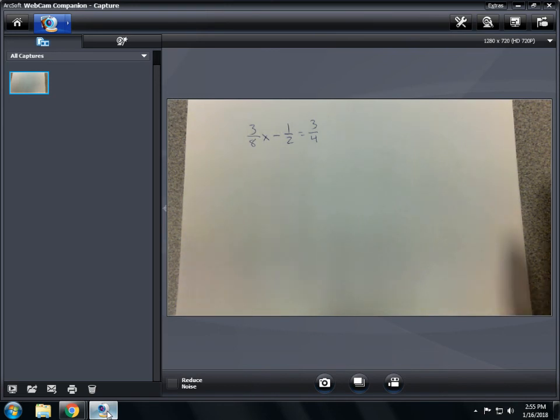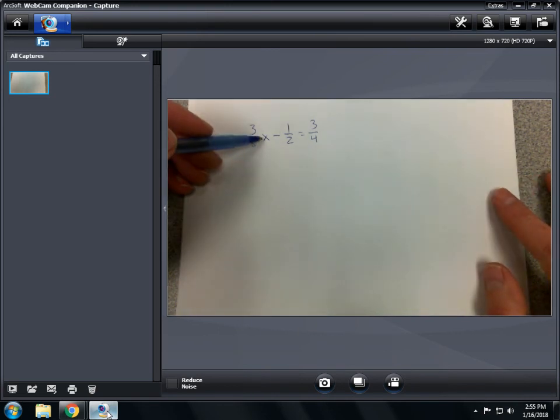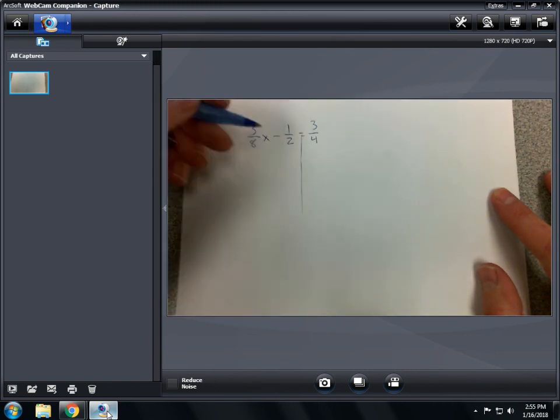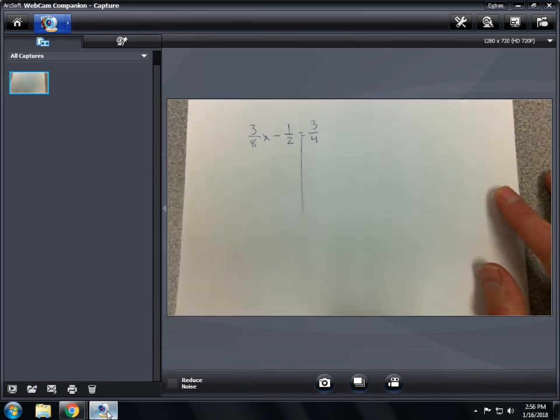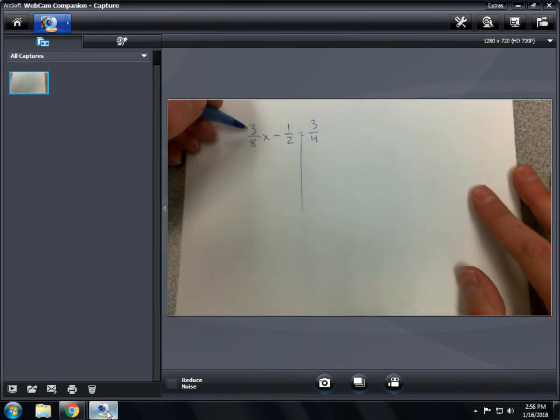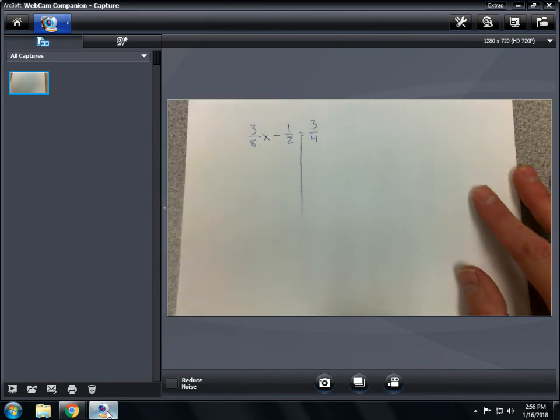So I want to isolate the variable. The x is already only on one side of the equal sign, so I'm good to go there. Teaching middle school for so many years, I draw a line here. You don't have to do that. If I want to isolate the variable, I could try and get rid of this 3/8, this times 3/8. However, I'm going to try and get rid of this minus 1/2 first.